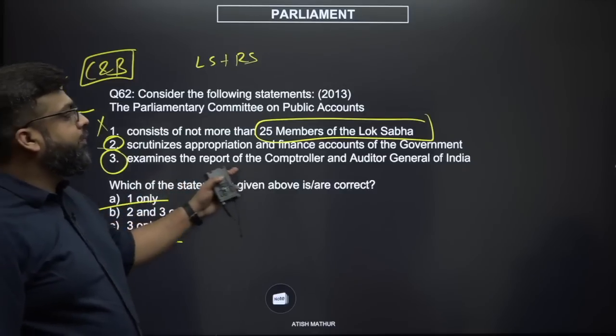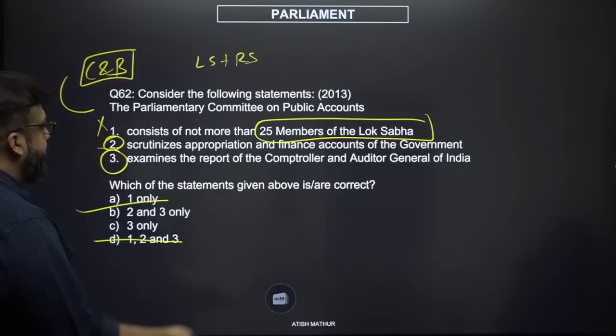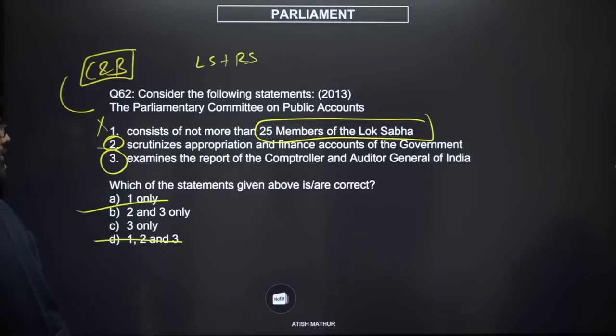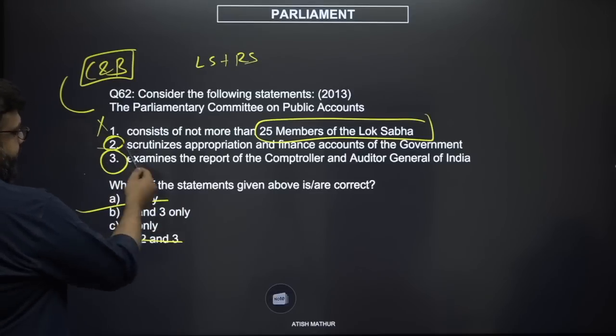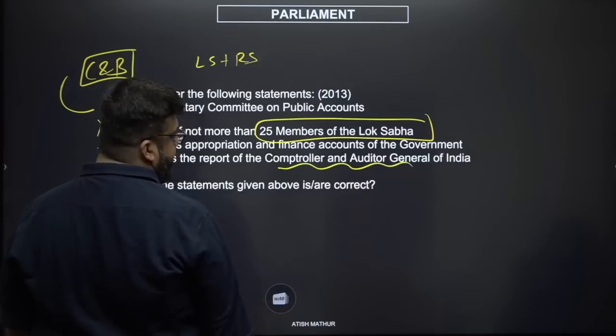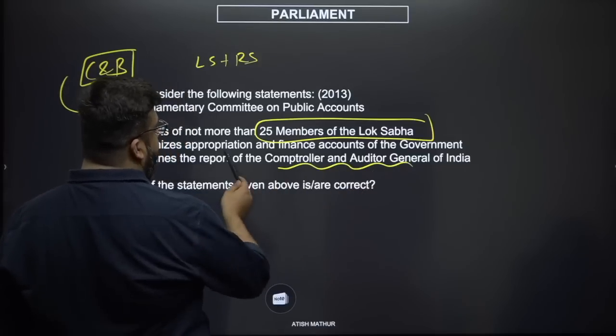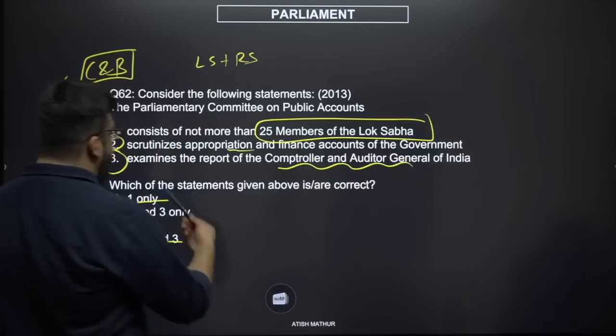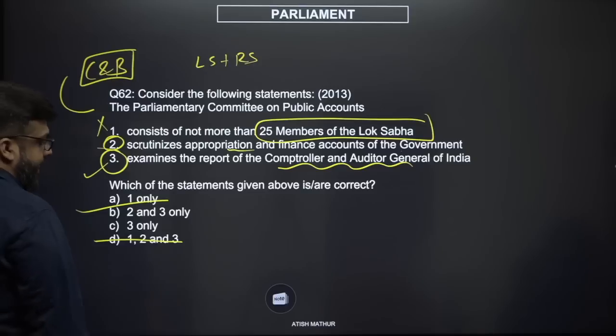Scrutinizes appropriation and finance accounts and examines the report of the Comptroller and the Auditor General. 3 is definitely correct, 2 and 3 and 3 only. If you're examining the report of the Comptroller and Auditor General and they examine the appropriation made by the government, so if 3 is true, 2 definitely has to be true.